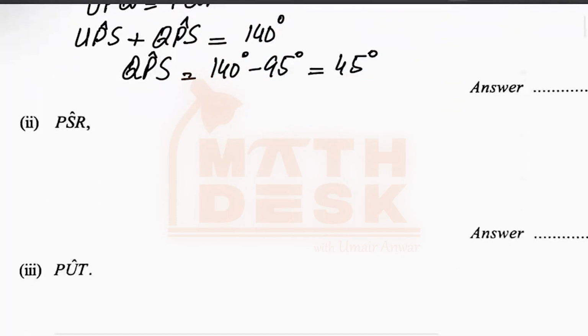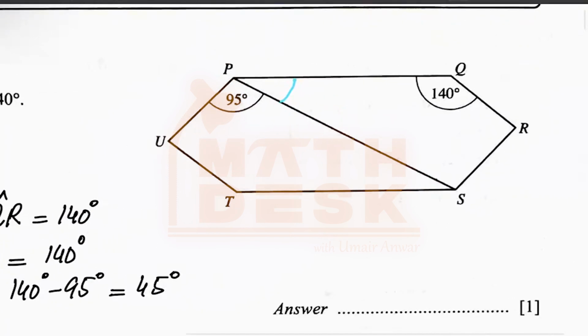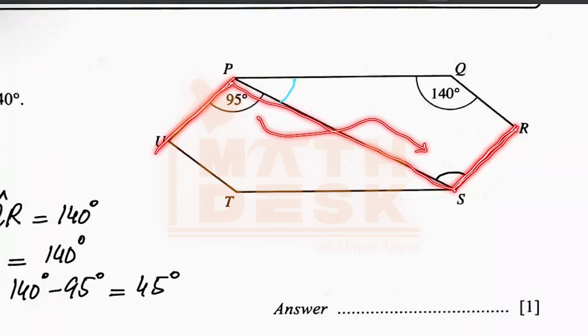The next angle we need to find is PSR. PSR means this one. We need to find out this one. Now, as we can see, these two lines, UP and RS, are parallel to each other, and this line is acting like a transversal between these two parallel lines. So these two angles are forming a shape of Z. So they must be equal to each other.